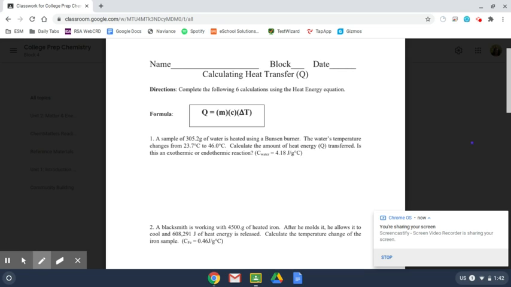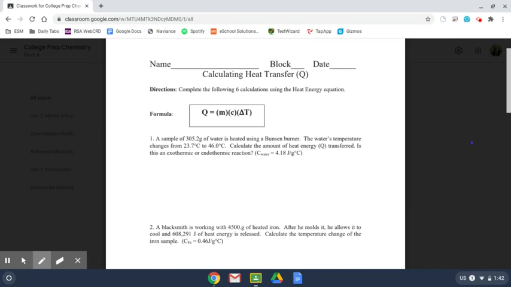Hello. So this is the calculating heat transfer or Q question walkthrough. The formula is here. It's also found on table T of the reference table. So Q stands for heat, as you can see on table T. M stands for mass. C is the specific heat, and delta T is the change in temperature.